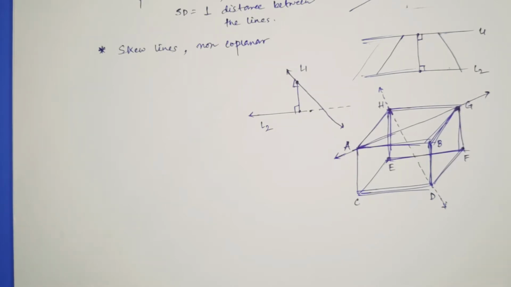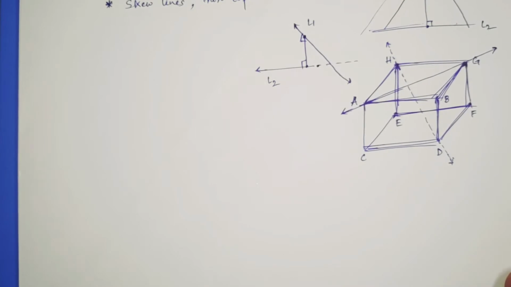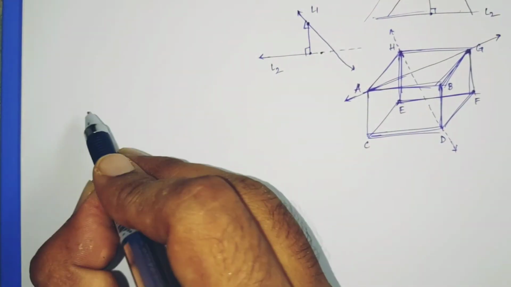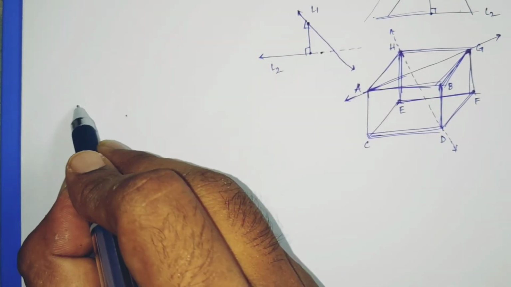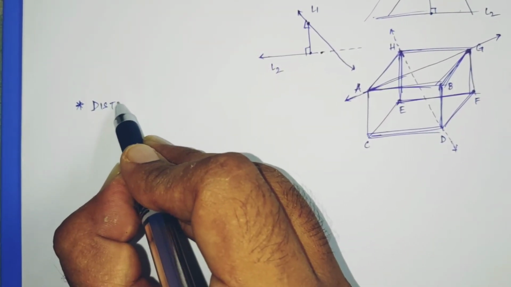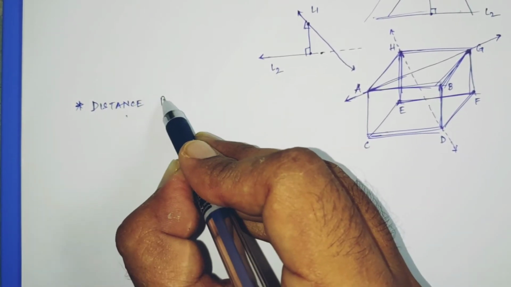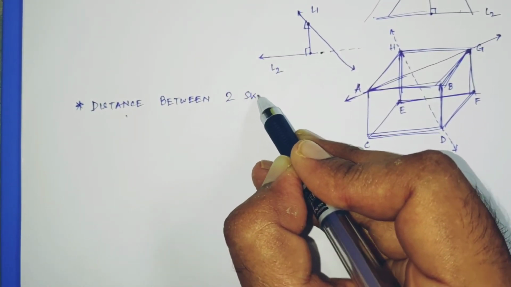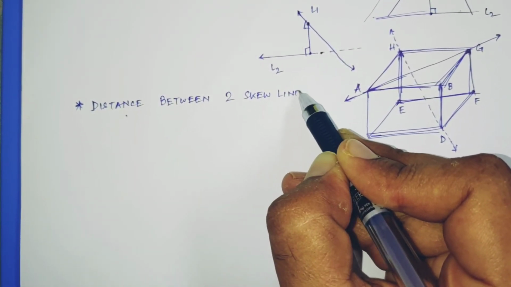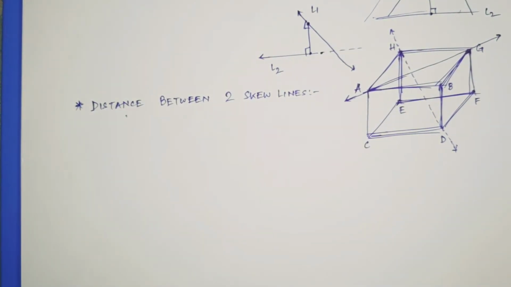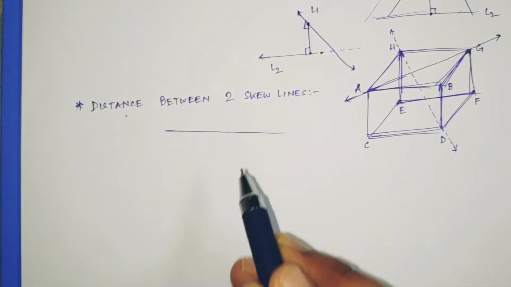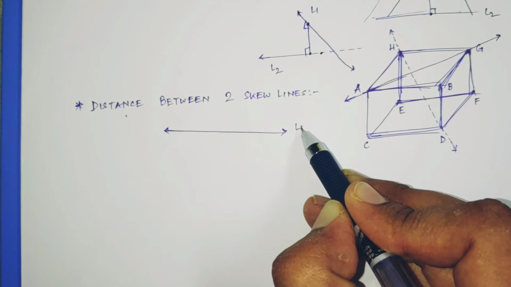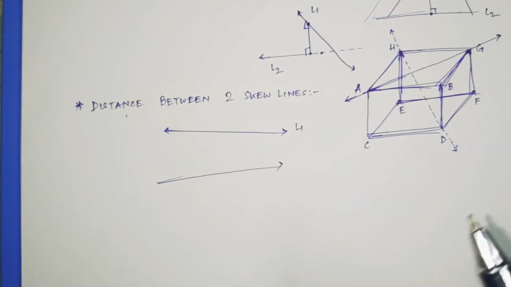So let us start with finding the distance between two skew lines. Let us start with the discussion. We will write here: distance between two skew lines. Let us find the distance. Suppose we have a line L1 which goes like this, and we have a line L2 which goes on like this. They will never intersect.